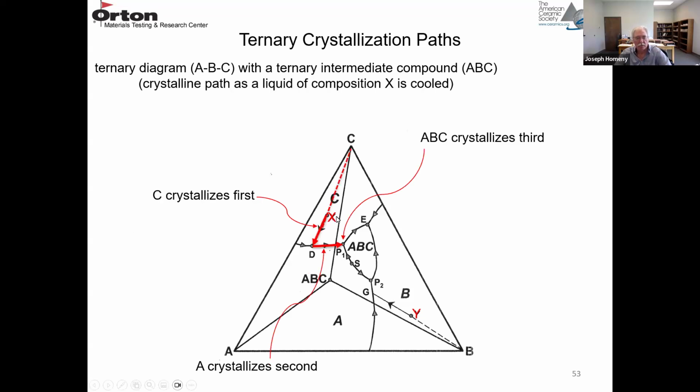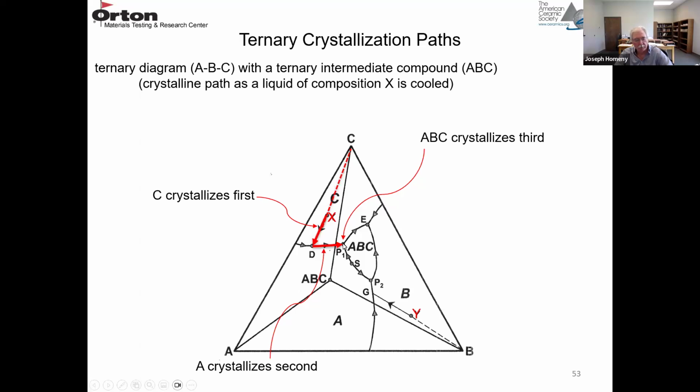So we'll look at X first. X is in the phase field of C, the primary phase field. And its primary phase field is right here for C. A's primary phase field is over here. B's is over here. And then ABC is over here. So we draw an arrow from C through X, and we intersect this boundary between C and A phase field. So C is crystallizing out first, and then we follow the arrows.